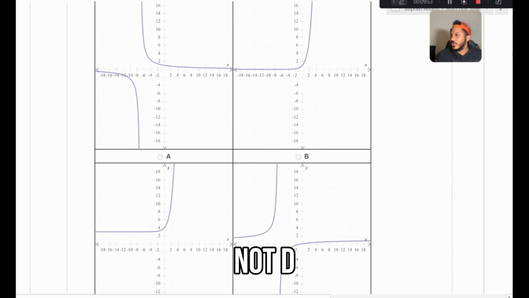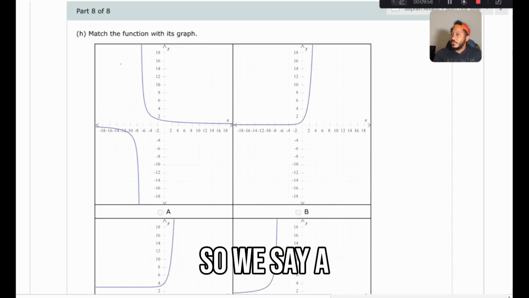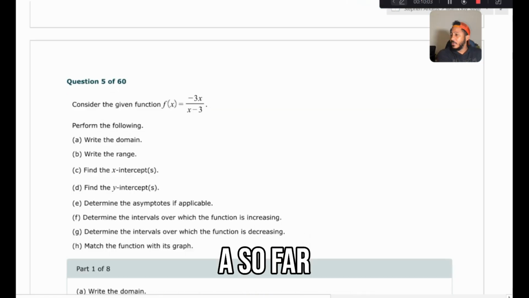It's D, sorry, no, not D, A, it's A. Right, it's decreasing here and then decreasing here. Yep. We say A. All of them were A so far. Okay, then we get to ones like this.